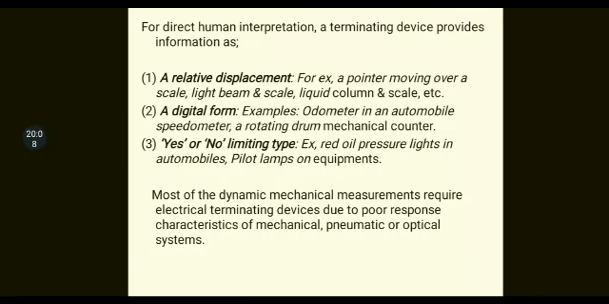See examples: odometer, speedometer in an automobile, a rotating drum, mechanical counters. Money counting machines. Petrol bunk: if you go to a petrol bunk, there is a machine. It shows money as well as how much quantity, in liters. It is also a mechanical counter. So such types of things are in the digital form.